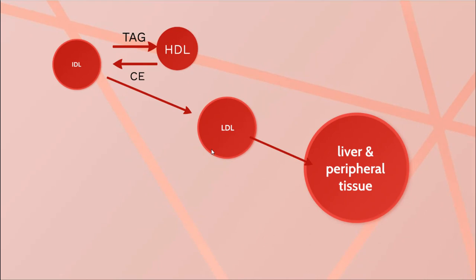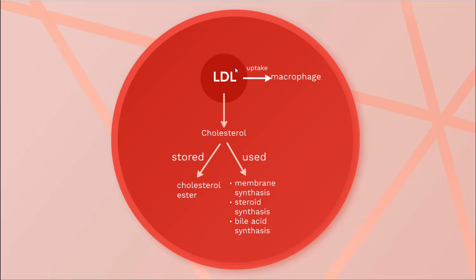In the circulation, the ApoB100 in the LDL will activate the LDL receptors, which are situated in the liver and peripheral tissue. After LDL receptors are activated, they will uptake LDL inside of the cell by the process of endocytosis. Inside of the cell, LDL will release its cholesterol in the cell, which can either be stored in the cell as the form of cholesterol ester, or the cell may use it for membrane synthesis, steroid synthesis, or bile acid synthesis.